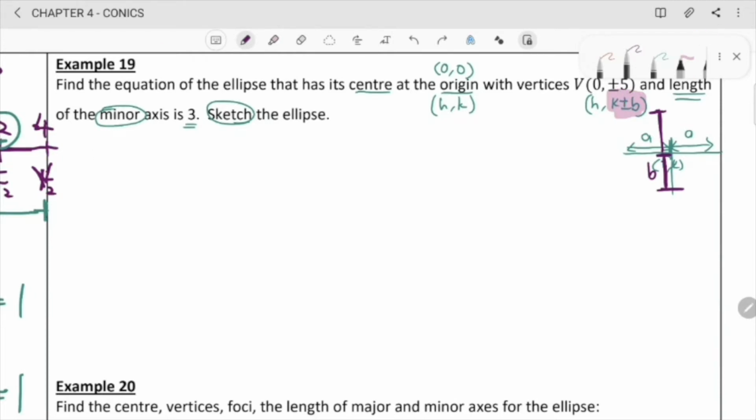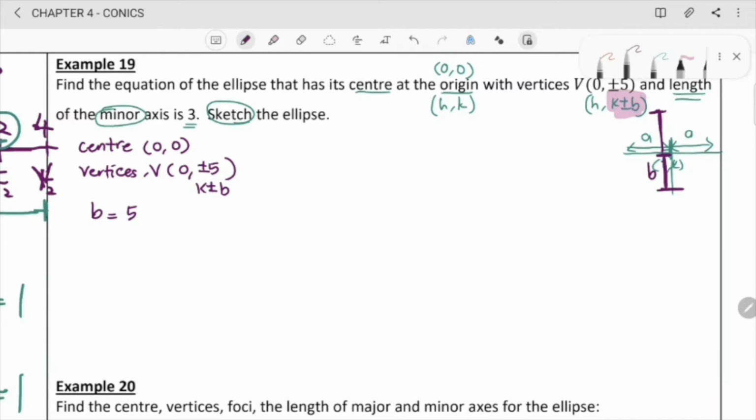We are going to find the equation of the ellipse first. We have the center at the origin, with coordinates (0, 0), and then we have the vertices V, which are (0, ±5). As we know that h is 0, the k will be 0, so this represents k plus or minus b. From here we know that b is 5, because b is the length from the center to the vertex. The plus or minus represents the two vertices, plus 5 and minus 5.